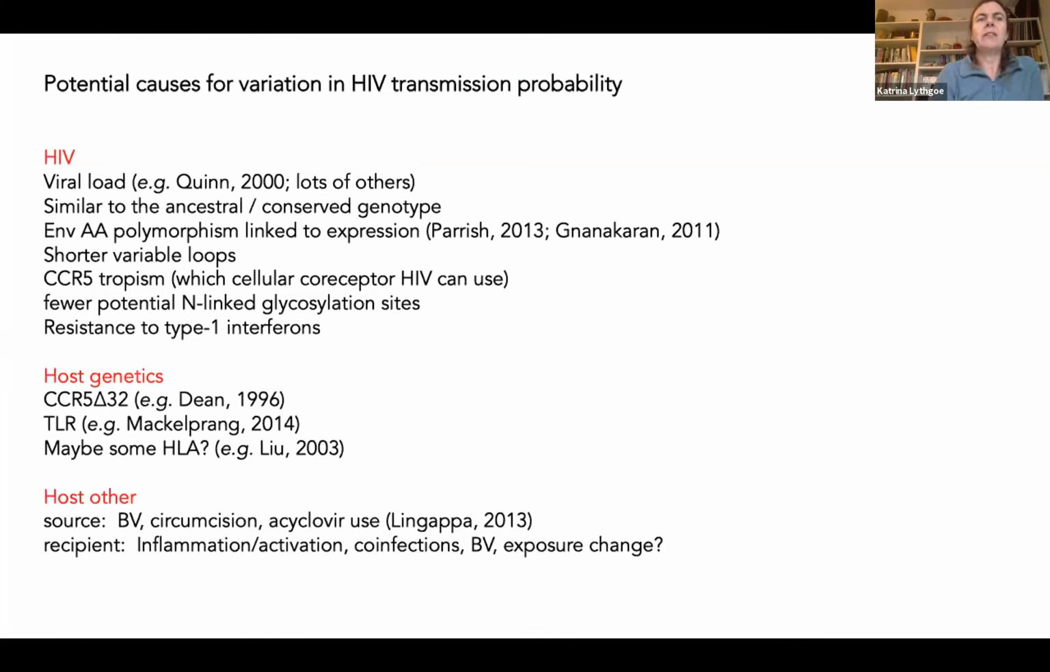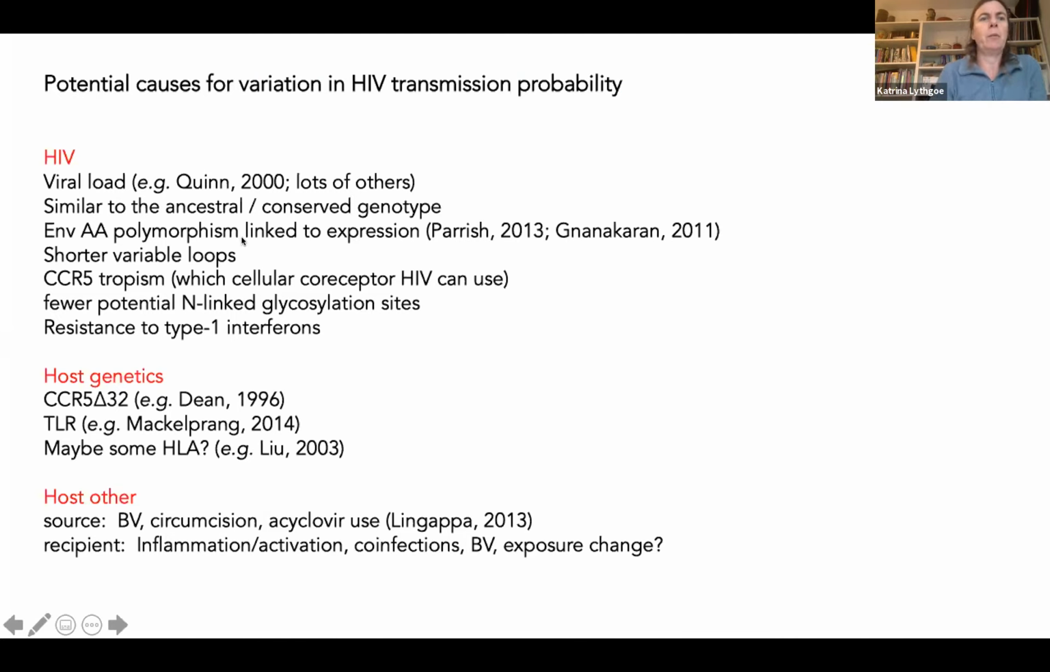There's evidence that viruses that are more similar to the viruses that infected individuals, or that are similar to the viruses which are circulating in populations, are more likely to be transmitted. Shorter variable loops. Viruses with R5 tropism seem to be better at being transmitted, although that's slightly controversial.